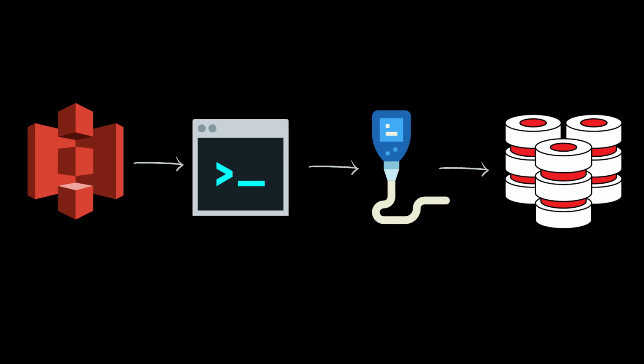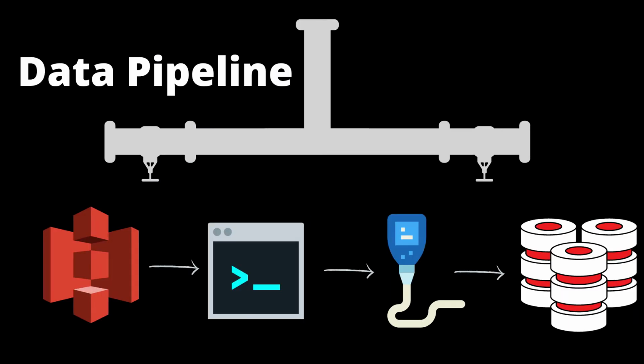But of course, there needs to be a name for this whole ecosystem when it goes together, and that's what's known as a data pipeline.